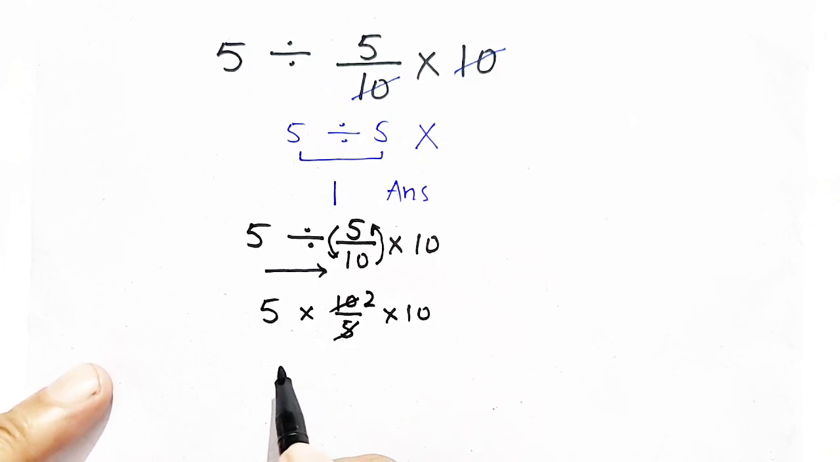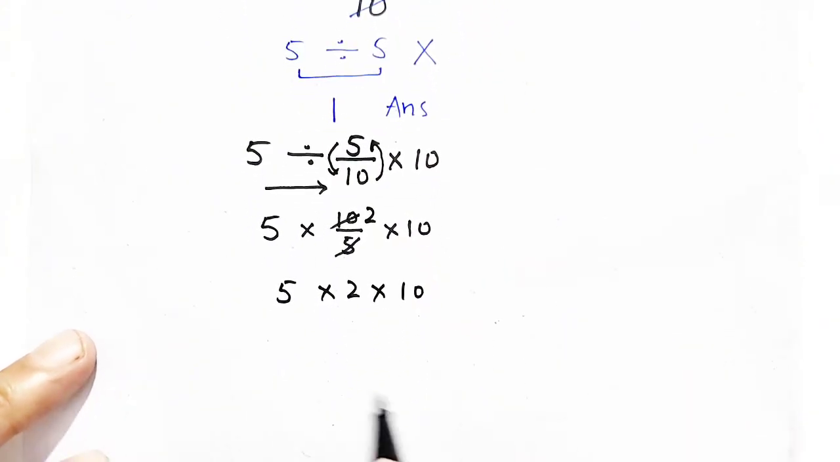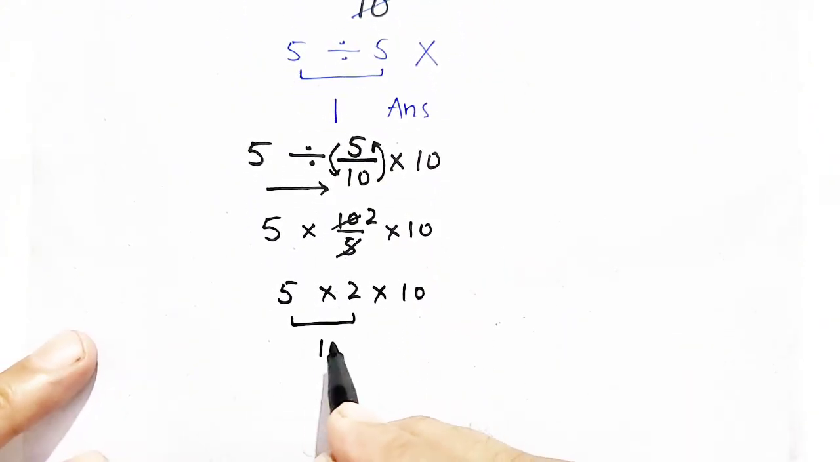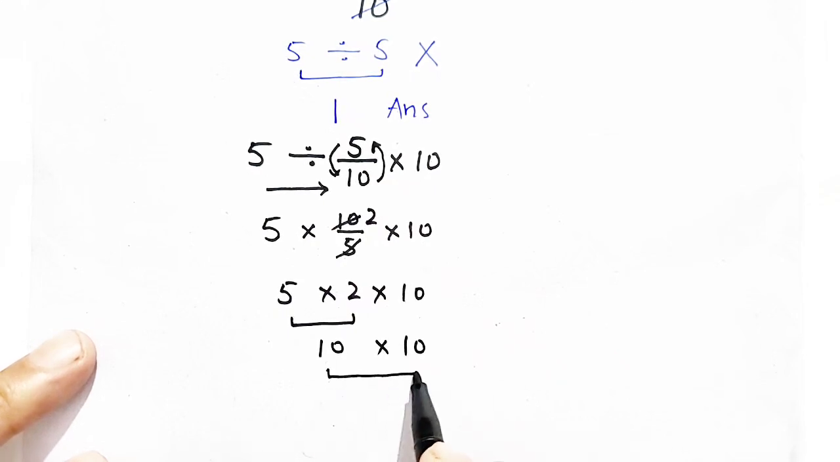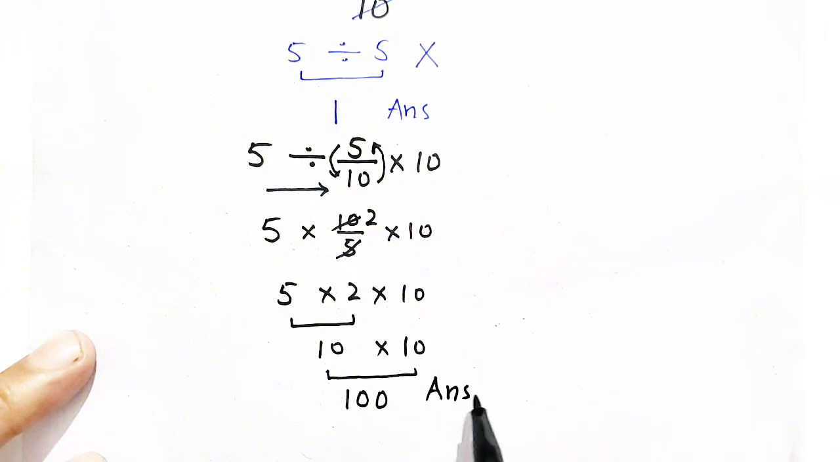There is cancellation, so we will get 5 times 2 times 10. Now 5 times 2 will be equal to 10 times 10. 10 times 10 will be 100, which will be the correct answer.